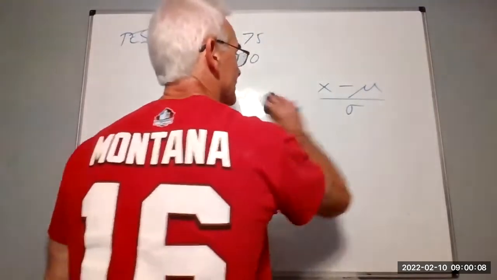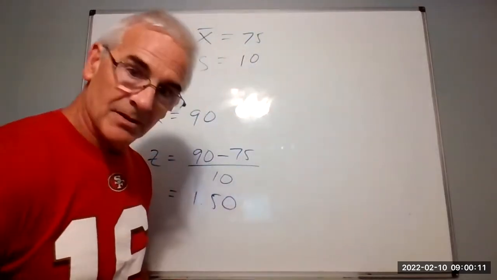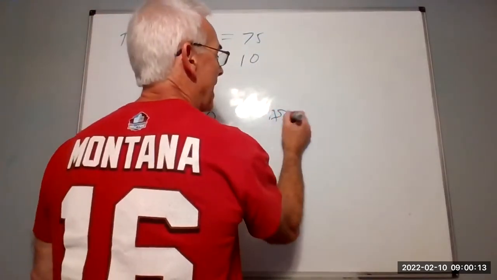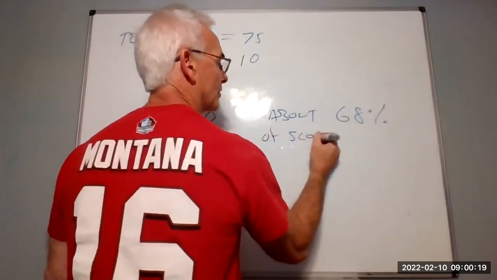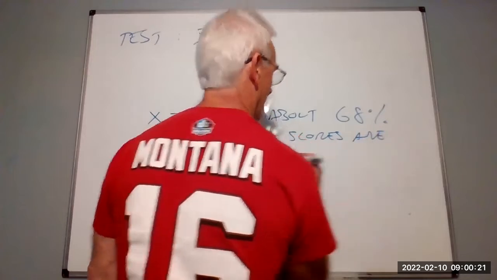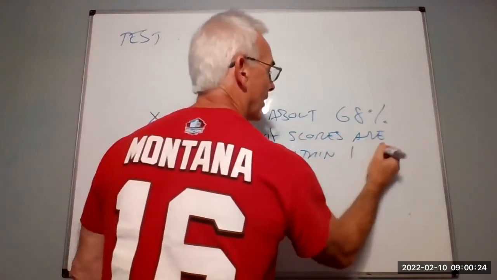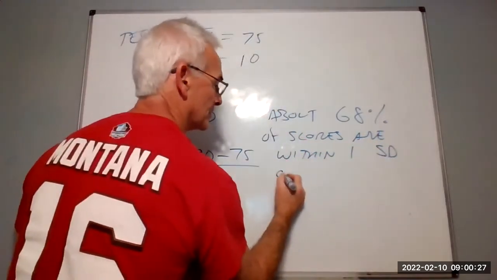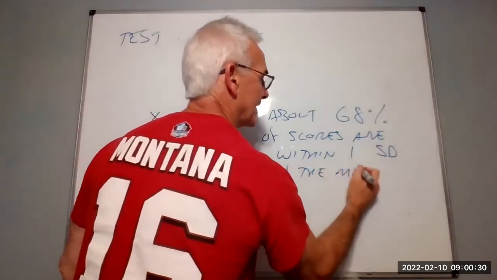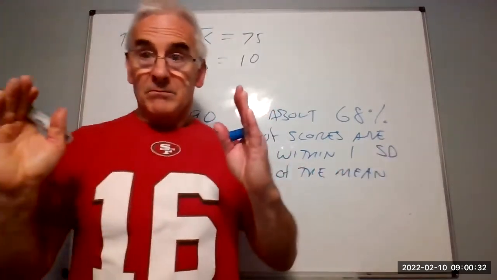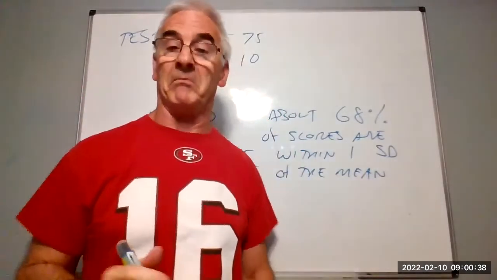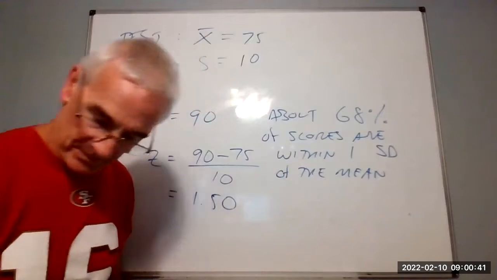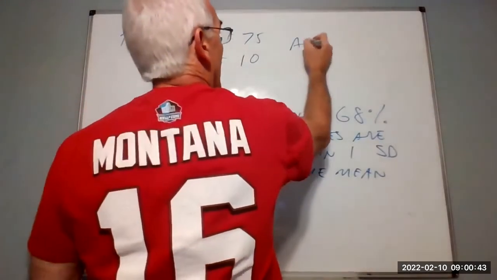Now, just so you know, and we're going to show this much later in the course, but in most situations, about 68% of the scores are within 1 standard deviation (SD) of the mean. So that means roughly 2/3 of all outcomes are generally within 1 standard deviation of the mean. What's even crazier is, let me write it.